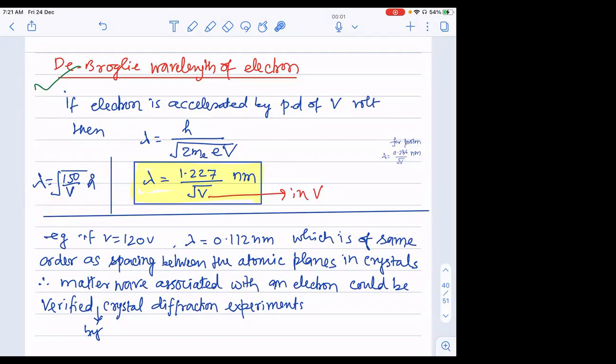In terms of nanometer, it will be 1.227. In terms of A naught, it will be 12.27 हो जाएगा. So both the things are same. It's given in nanometer in the NCERT book, therefore.